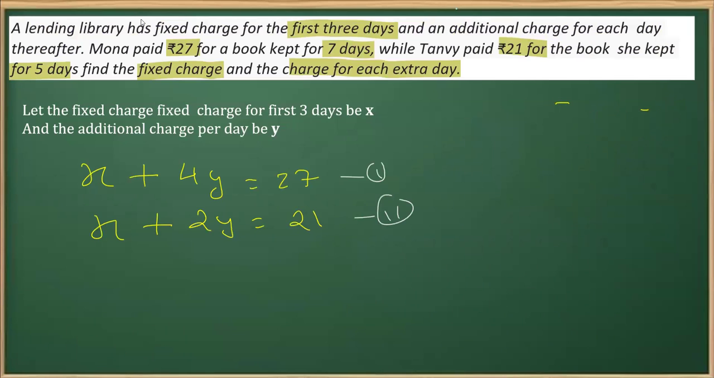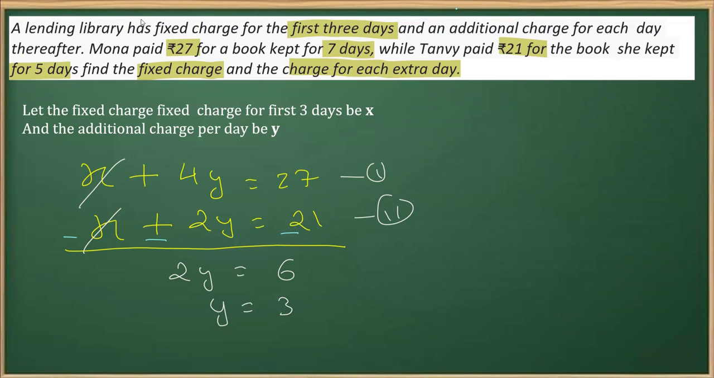Now we can solve this by the elimination method. For eliminating, we can clearly see that we have the same coefficient of X, so we'll be subtracting the second equation from the first. Here X gets cancelled. 4Y minus 2Y is 2Y. 27 minus 21 is 6. That means Y is equal to 6 divided by 2, which is 3.